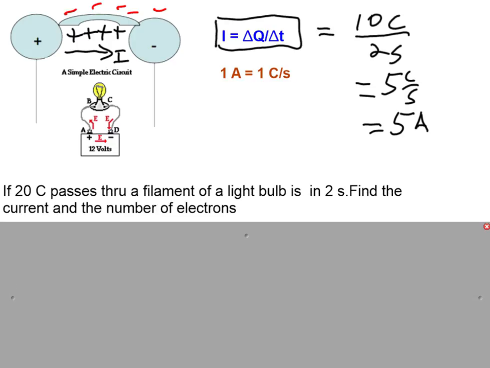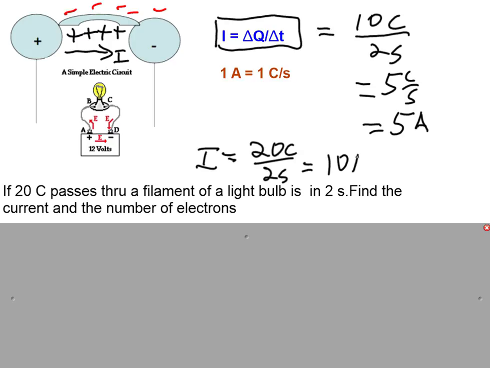So, for example, in this problem, supposing 20 coulombs pass through a filament bulb in 2 seconds, find the current and the number of electrons. So the current is how many coulombs per second. So the current would be 20 coulombs in 2 seconds. This is 10 coulombs per second, or 10 amps.